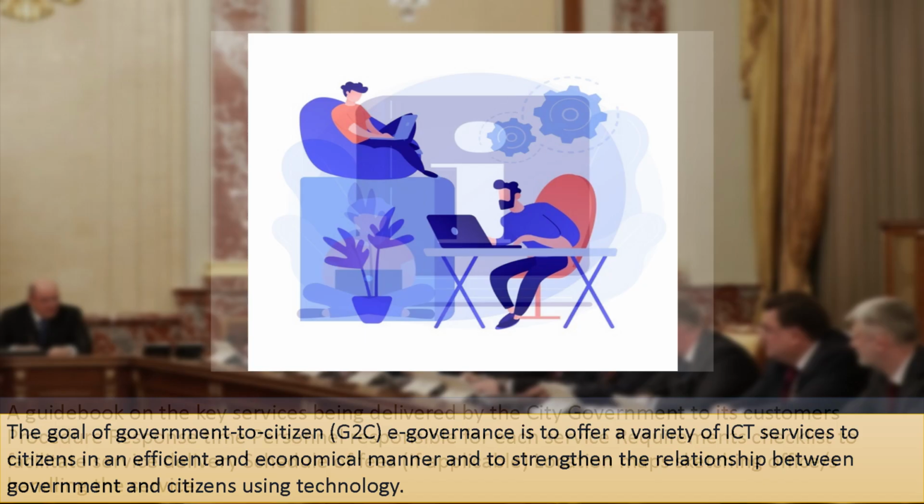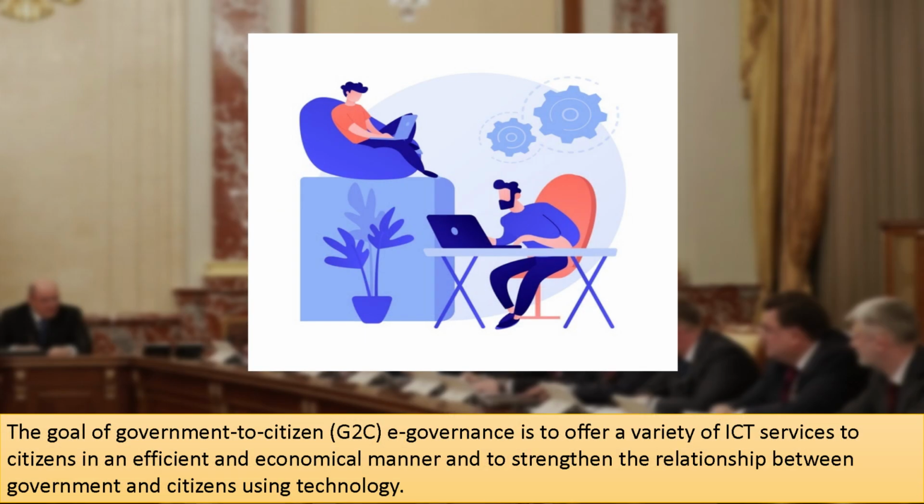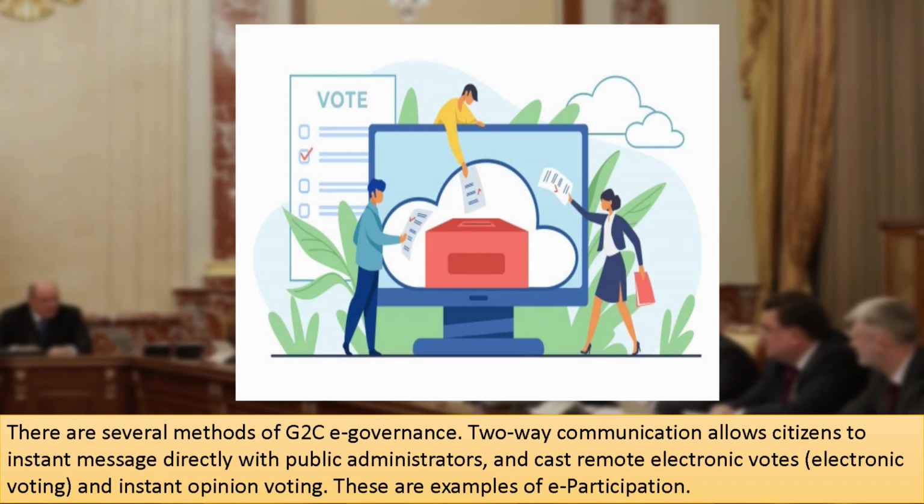So government to citizen, which we usually call G2C: the goal of e-governance is to offer a variety of ICT services to citizens in an efficient and economical manner, and to strengthen the relationship between government and citizens using technology. There are several methods of G2C e-governance. Two-way communication allows citizens to instant message directly with public administrators, cast remote electronic votes and do instant opinion voting. These are examples of e-participation.